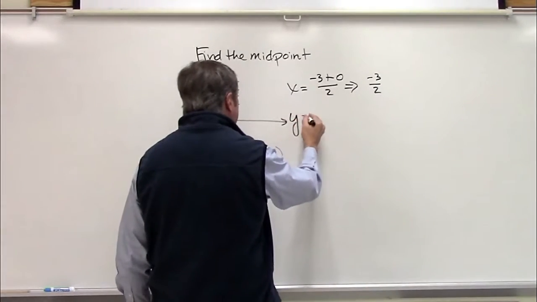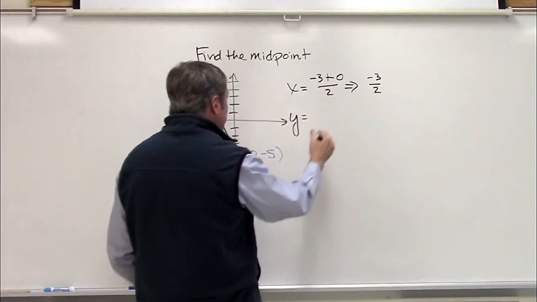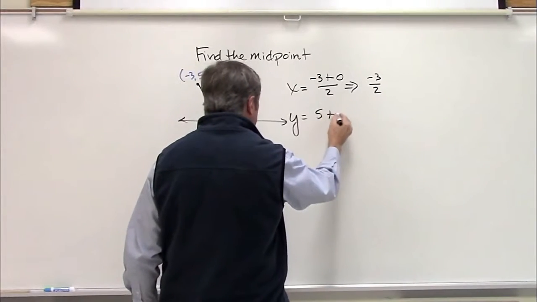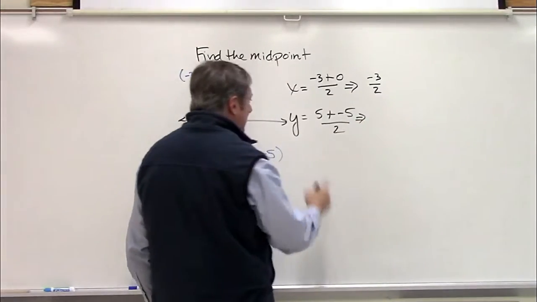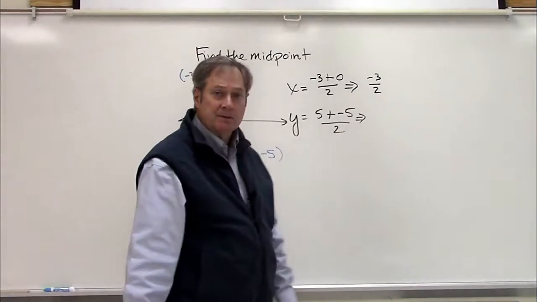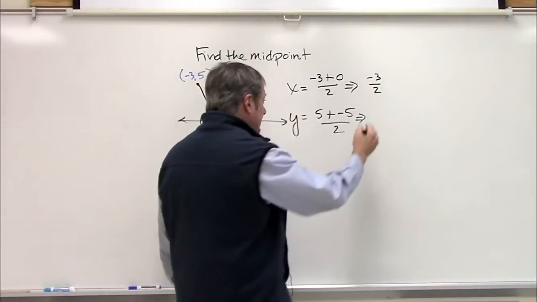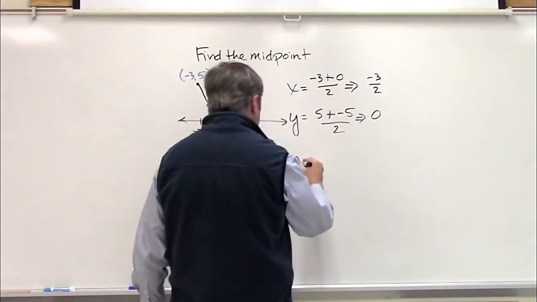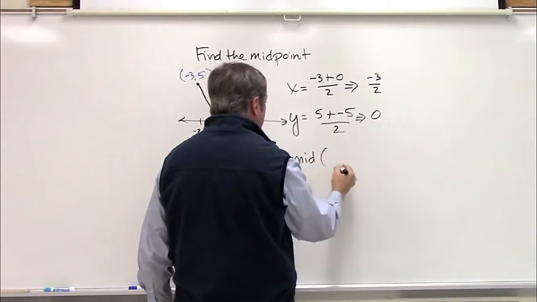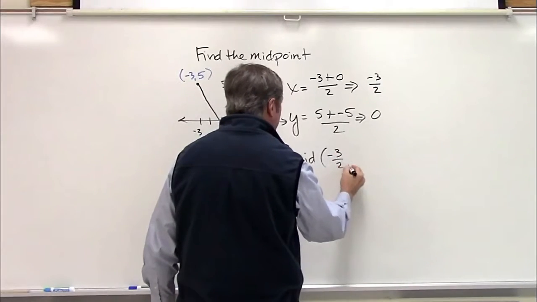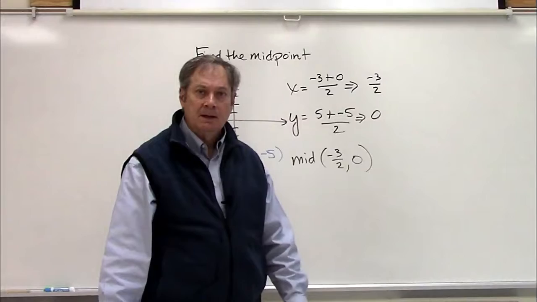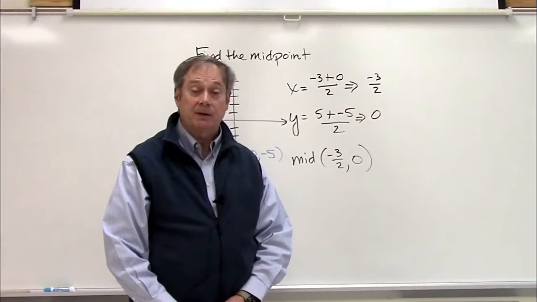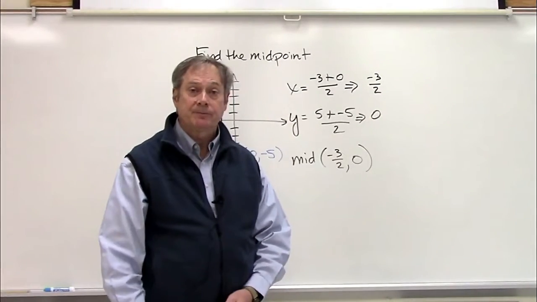The y value, again, same deal. You add up the two y values and divide them by 2. And 5 plus -5 is 0, and 0 divided by anything is still 0. So the midpoint ordered pair would be -3 halves, 0. And they all work like that. And so that's example 1.